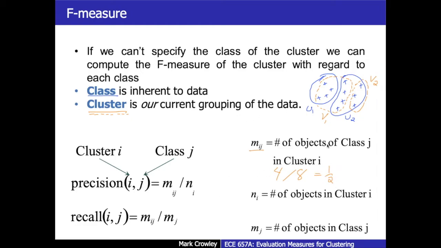Because we've got them all right, but we're over guessing them. And then the recall is saying the number is that number 4, right? But divided by the number of objects actually in the class, which is also 4, right? So in this one, we're doing perfectly. We recalled everything. We got them all, but we overdid it, right?